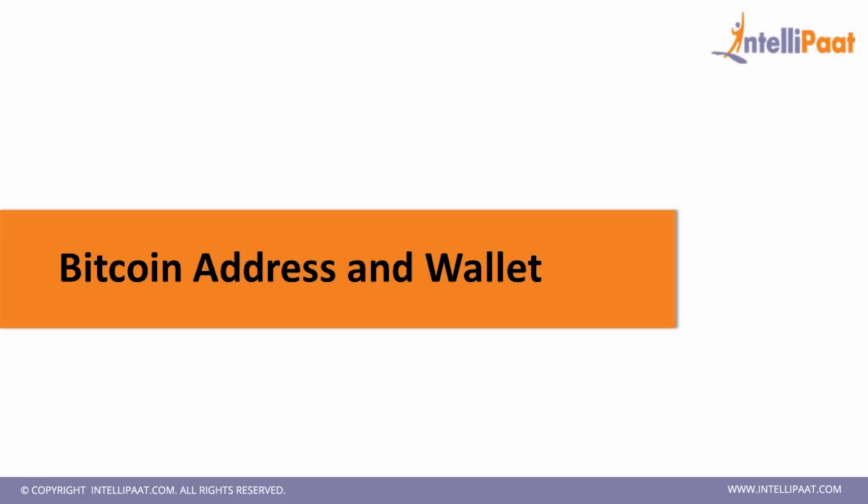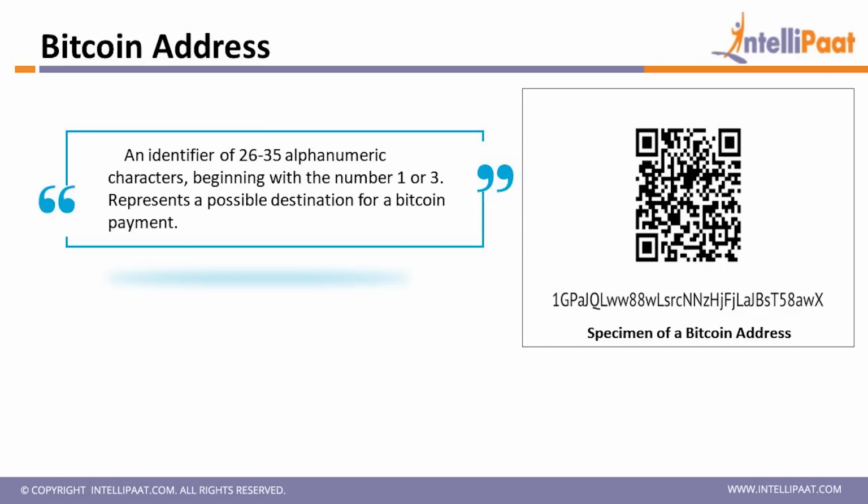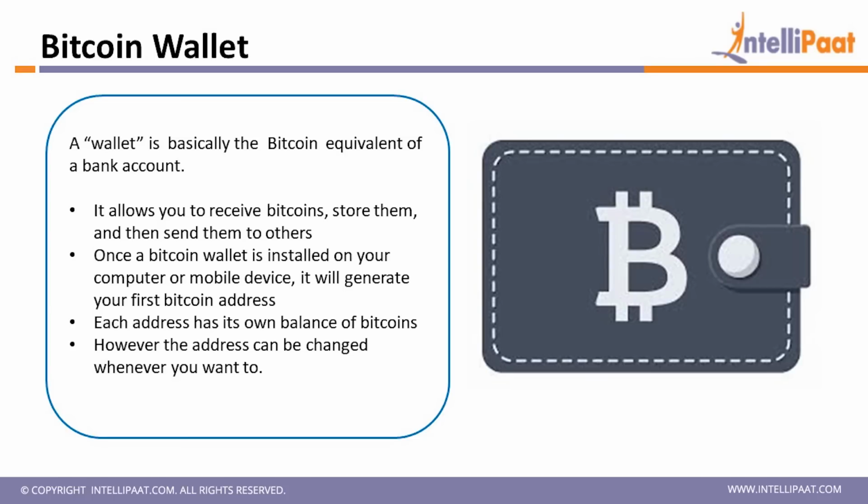How are Bitcoin addresses maintained along with the wallet? An identifier of 26 to 35 alphanumeric characters beginning with the number 1 or 3 represents a possible destination for a Bitcoin payment. So if you see any string that starts with 1 or 3 and has a length of 26 to 35, it specifies a Bitcoin address. Any user holding a node in a Bitcoin network will have a Bitcoin address from which they will start any transaction and participate in the Bitcoin network to earn coins and do transactions.